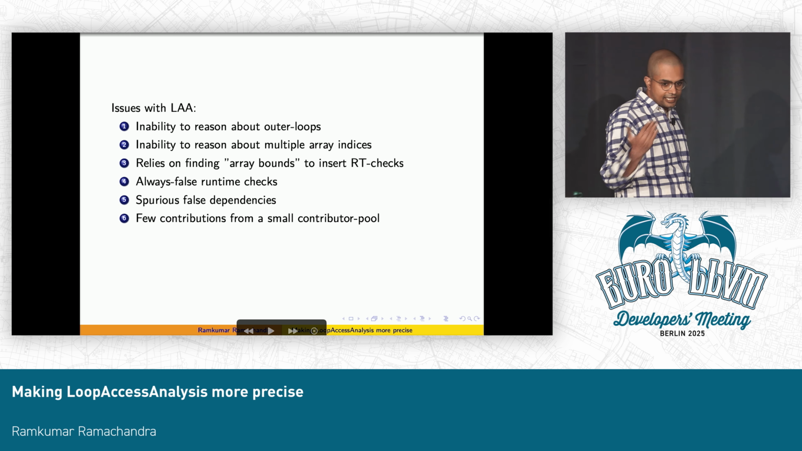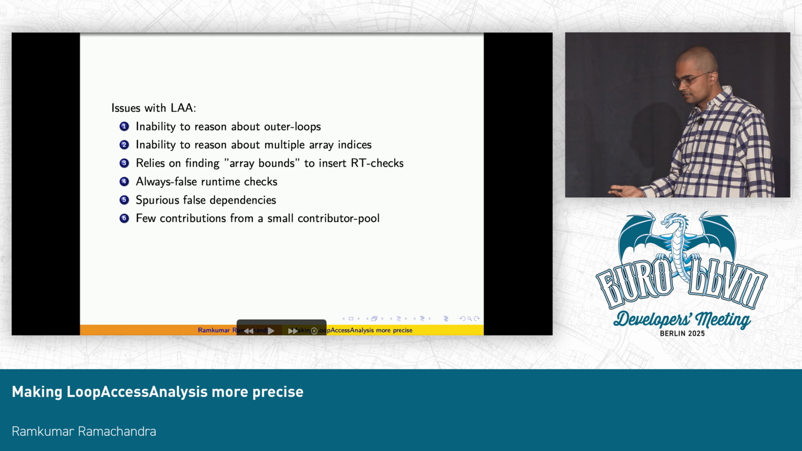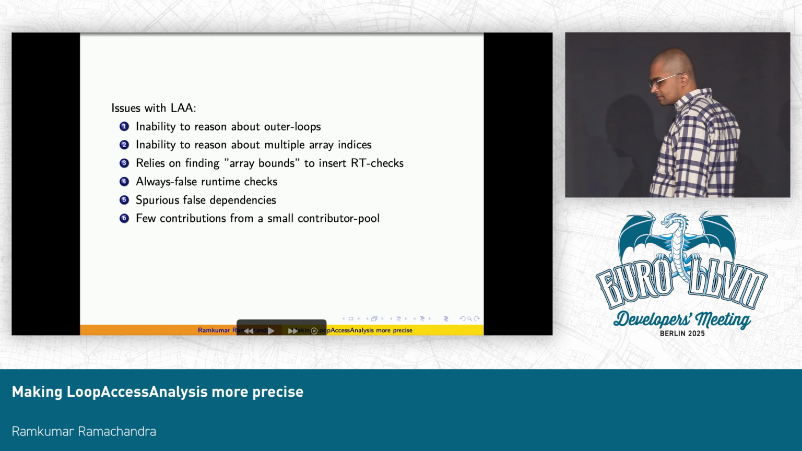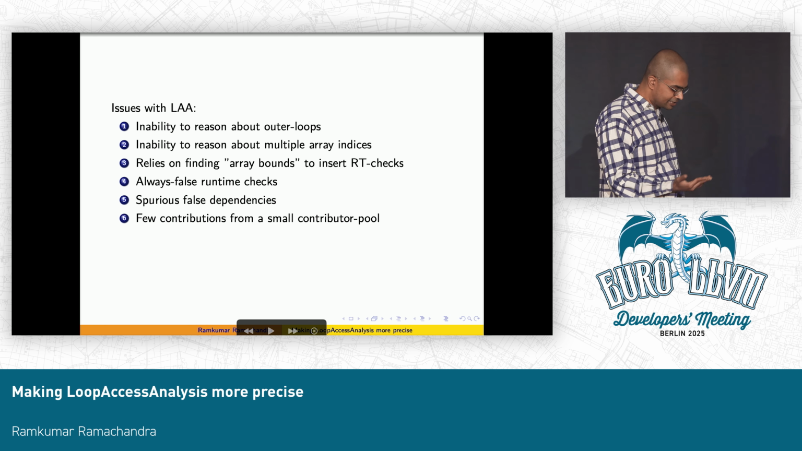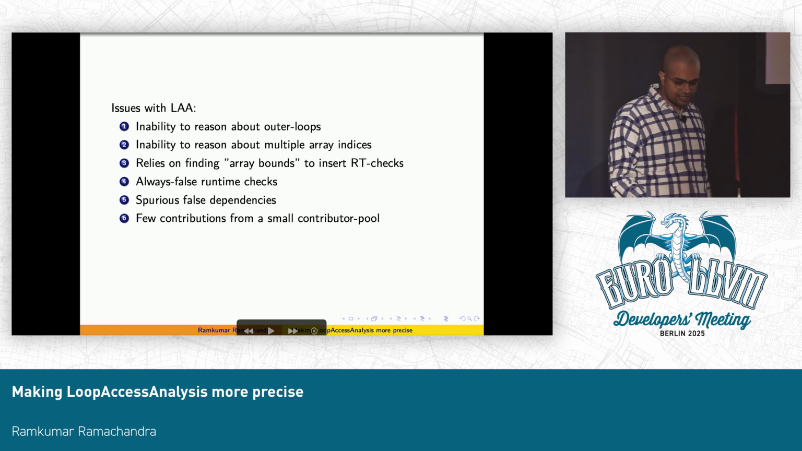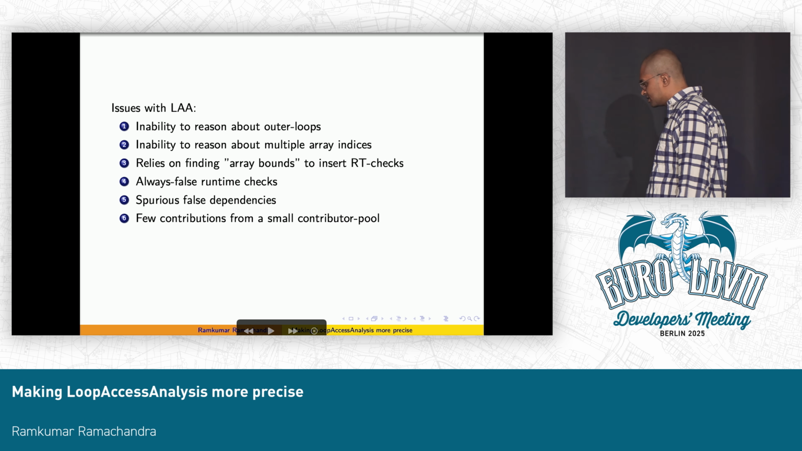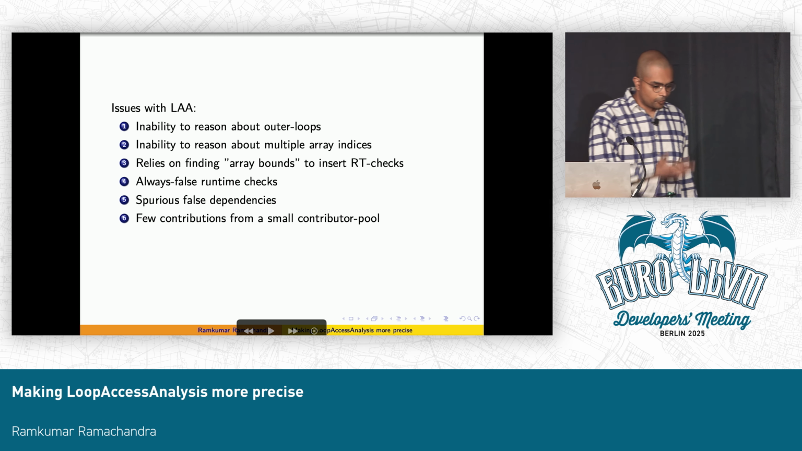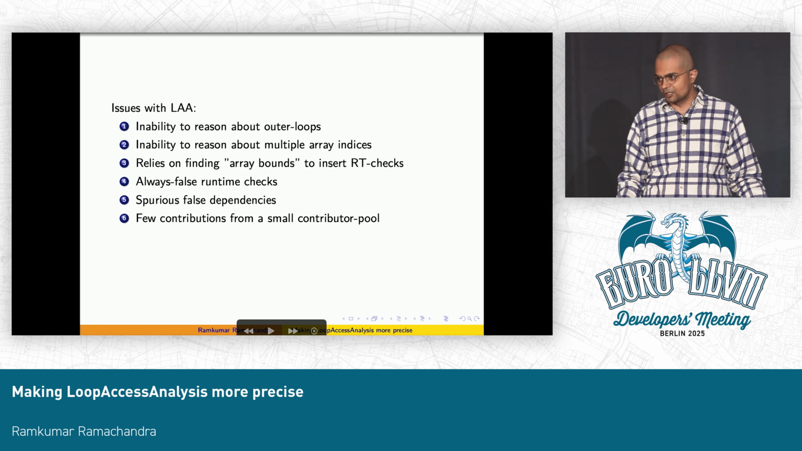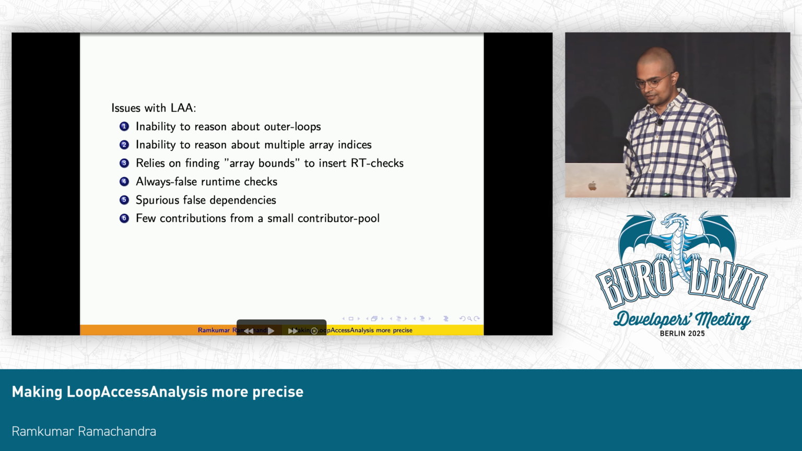So let's summarize what the issues with loop access analysis are. It does not reason about outer loops. If you want to handle multiple indices, you have to do something like dependence analysis, where you have to delinearize the SCEV expression, but that's also not perfect. The other route is a full-blown ILP solver, which is also not perfect because it blows up compile time. So there is really no good solution to all this.